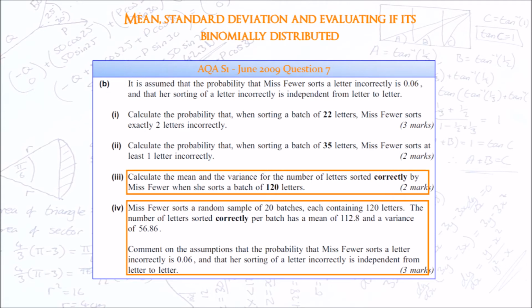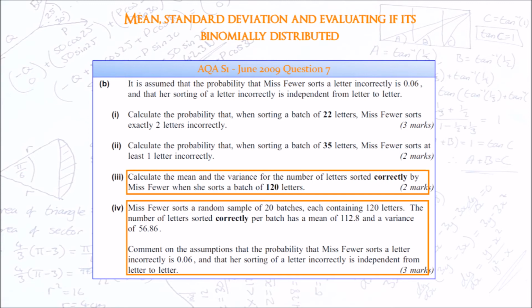It says of this sample, the sample mean is 112.8 and the sample variance is 56.86. And what it's expecting you to do is compare these values to the values that you calculated in part 3. Now if they match up quite nicely, then that means that the binomial model seems to be a good fit, and you can assume that it is an independent probability. Whereas if they don't match up, that means that it is not a binomial distribution.